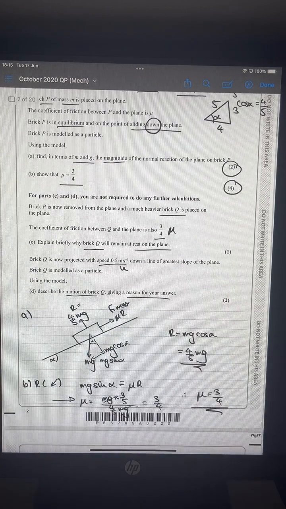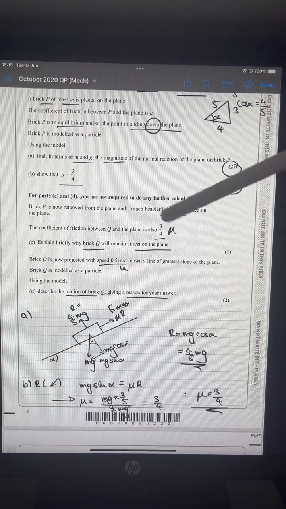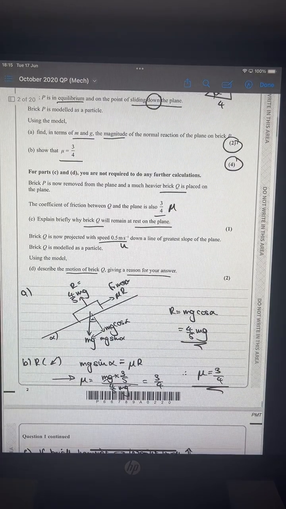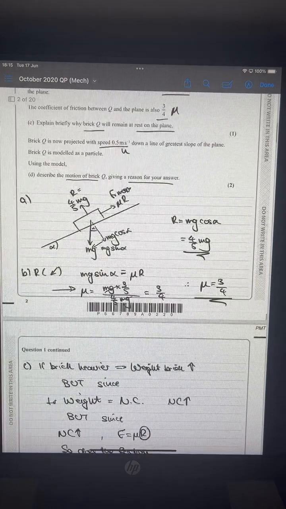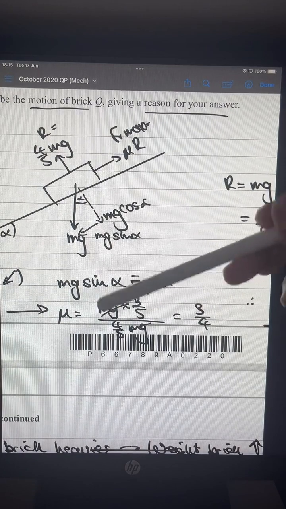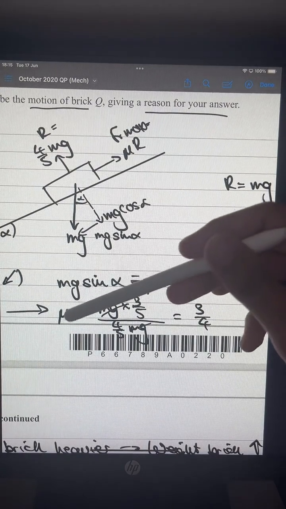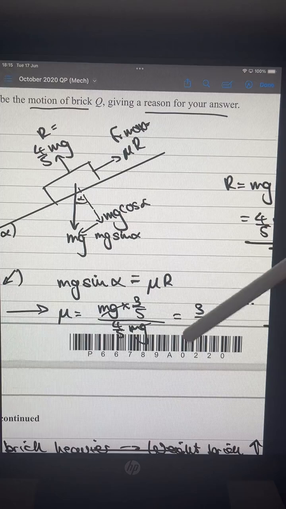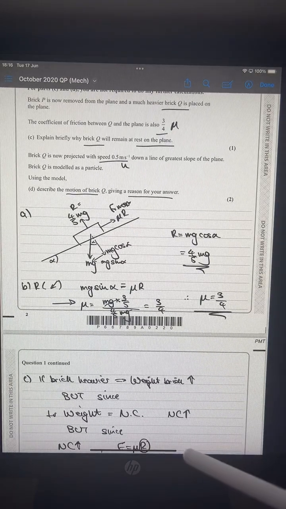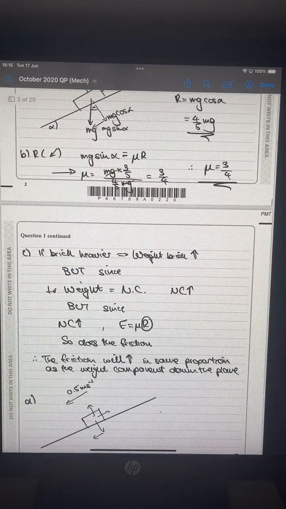I'm going to re-explain C again. So the coefficient between Q and the plane is also 3 over 4, so that hasn't changed. So why is Q also remaining at rest? If we look in this equation up here, you've got the mass of brick P as small m, right? In this calculation, to figure out what mu is, the masses cancel. They have no effect on the coefficient of friction. So that's one reason you can say that the brick remains in place.